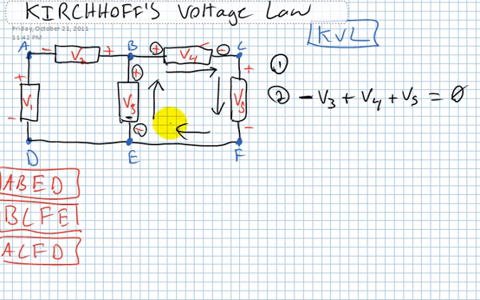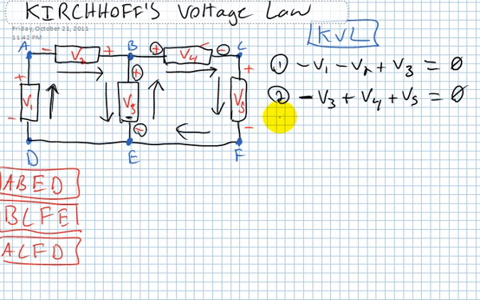So now we have to do it for loop 1, which is this one, and we'll keep the same direction. Makes things a lot easier to keep the same direction. We're going from minus to plus through V1, so we have to say minus V1. We're going minus to plus for V2, so let's say minus V2. We're going plus to minus for V3, the middle one, so we're going to have to say plus V3. And that has to equal 0 as well.